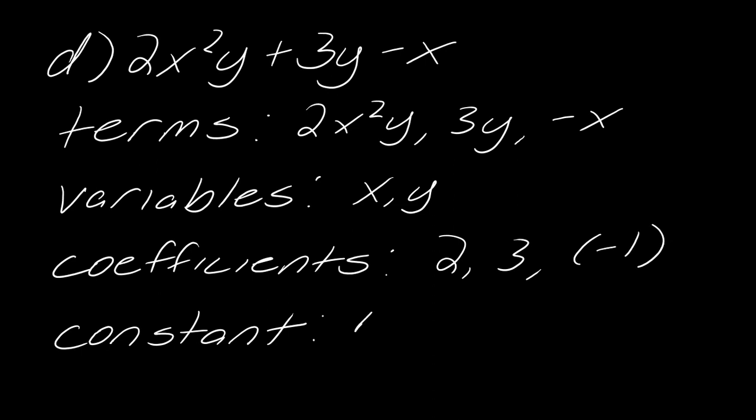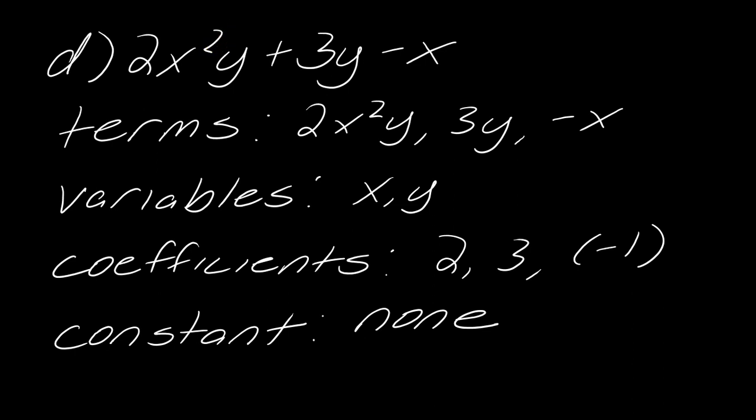But this particular polynomial has no constant, and that's totally fine. You don't have to have a constant. There's nothing about how many terms or variables you have to have, or a constant, no constant. Anything kind of goes with polynomials. The only thing that you really need are those whole number positive exponents.